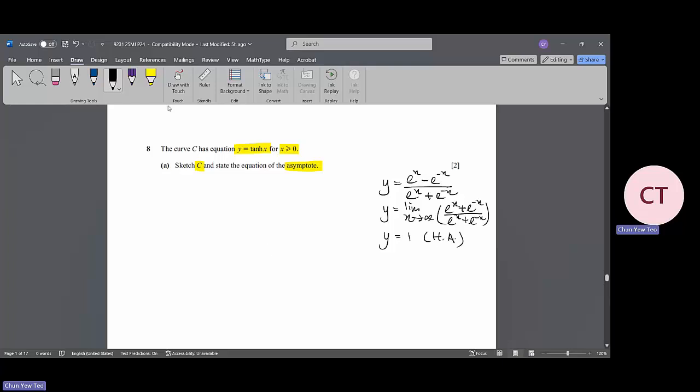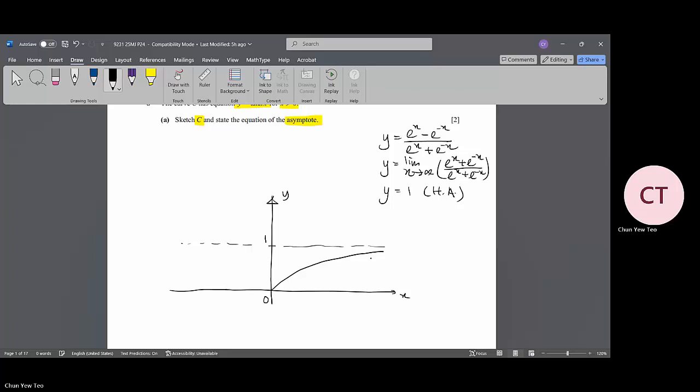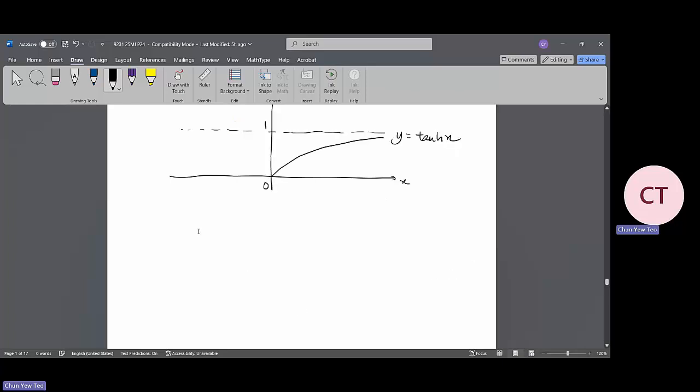Okay, so that means when we sketch a graph, we need to show the horizontal asymptote over here, this is the 1, and it starts from 0. This is the x, this is the y, and your graph will be like this. Okay, so this is the graph for number 8A. Done. y equal to tanh x. So now we move on to the B.